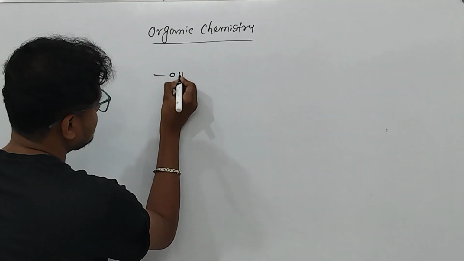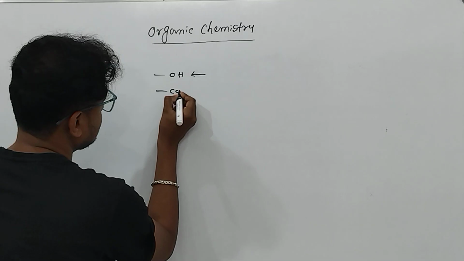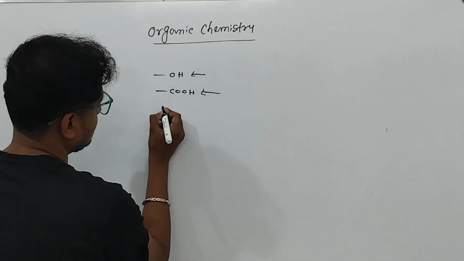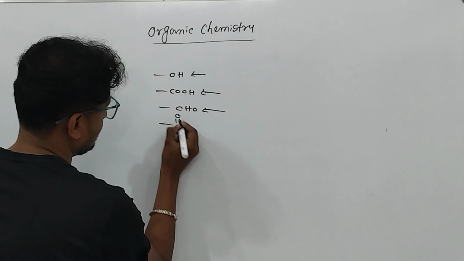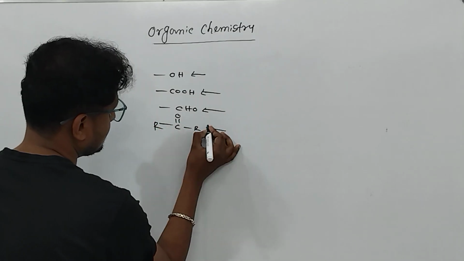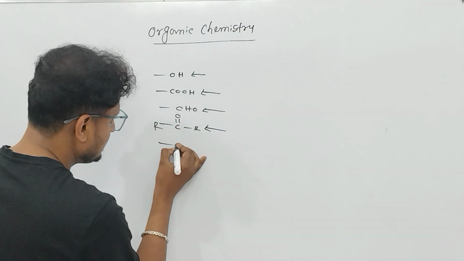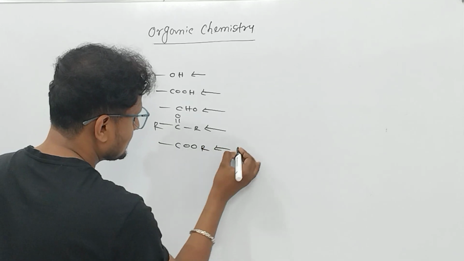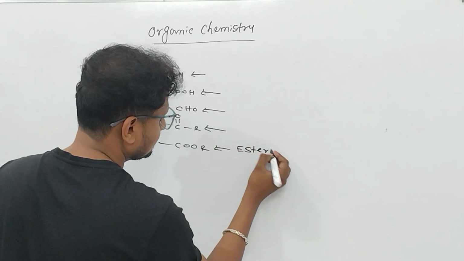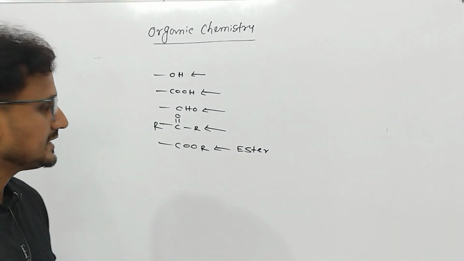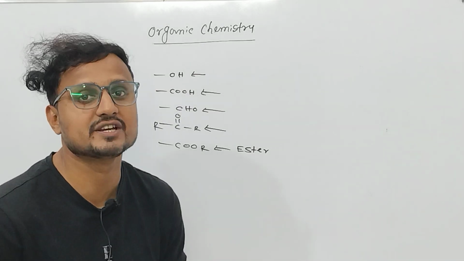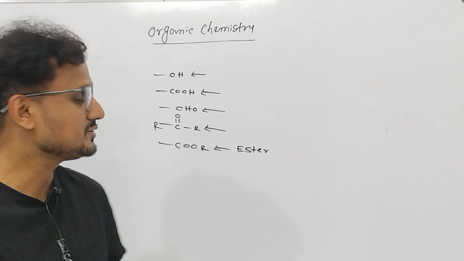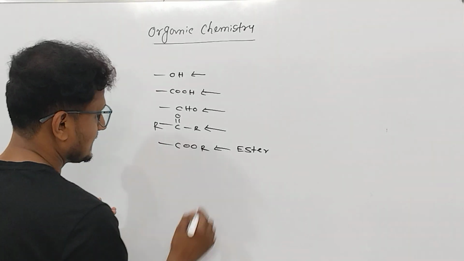So we have learned this, right? OH, COOH, CHO, C double bond O. We have another one, COOR. This is called ester. Okay, this functional group is called ester. We have to know this because we have the esterification reaction. So to understand this, we have to know this ester.